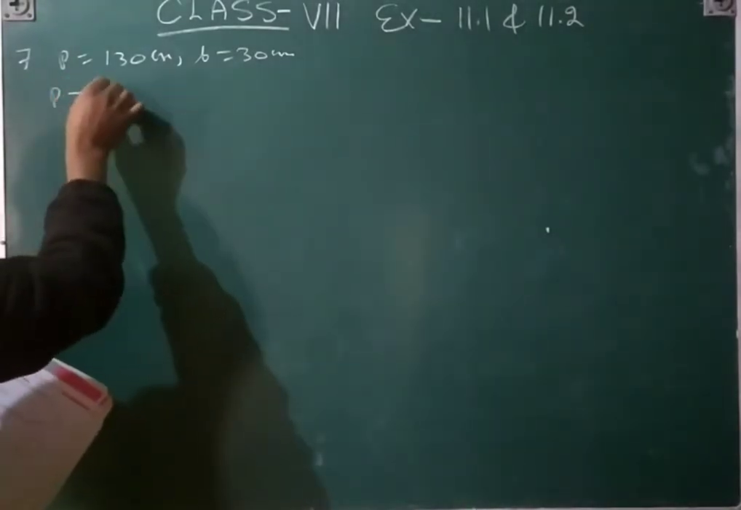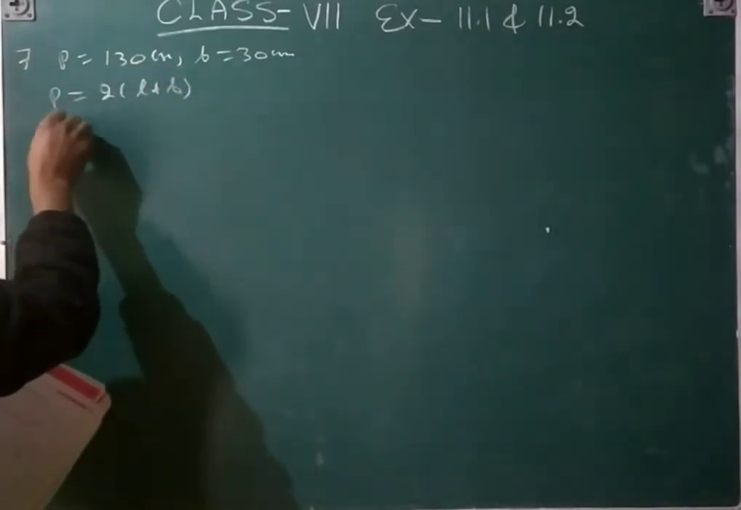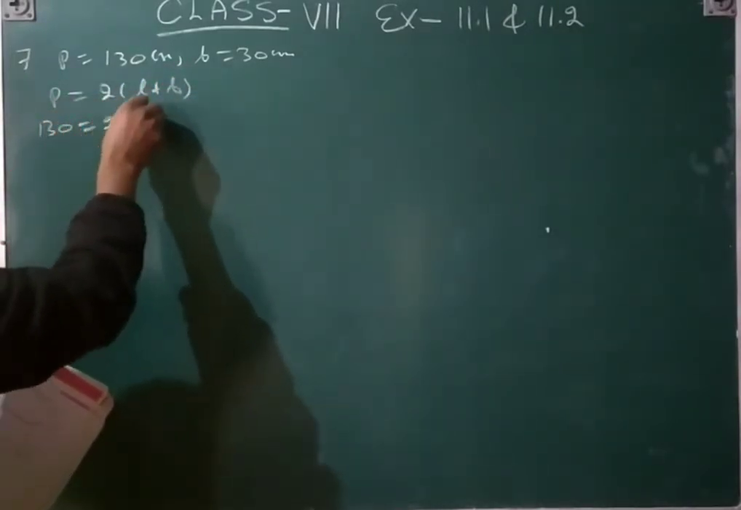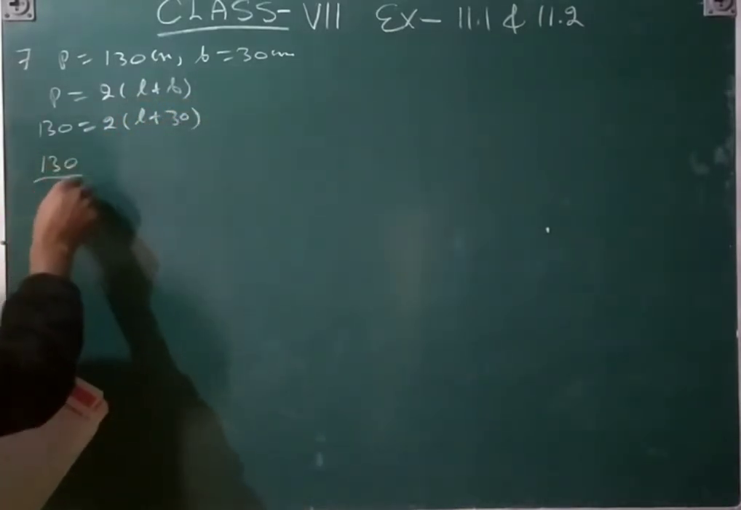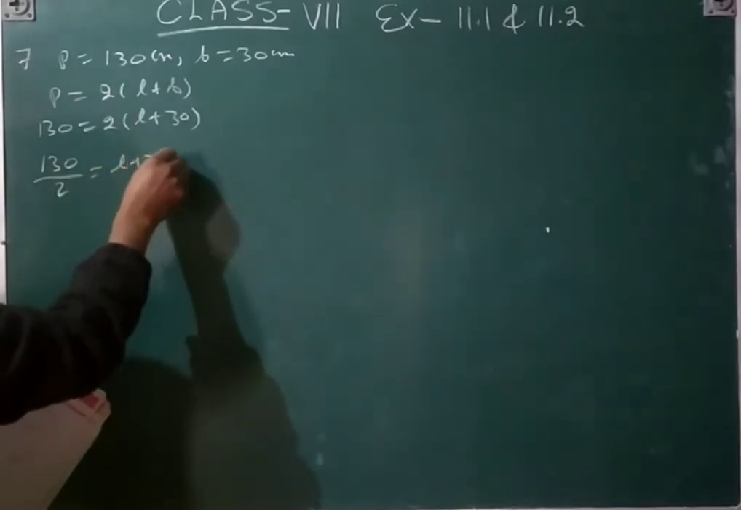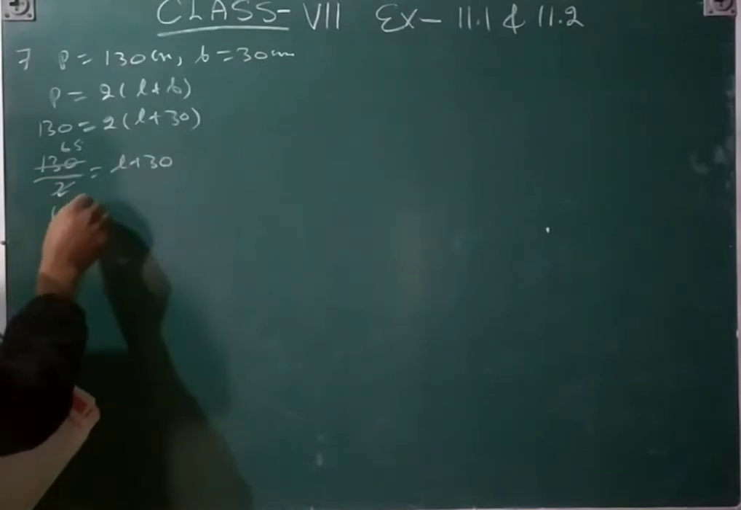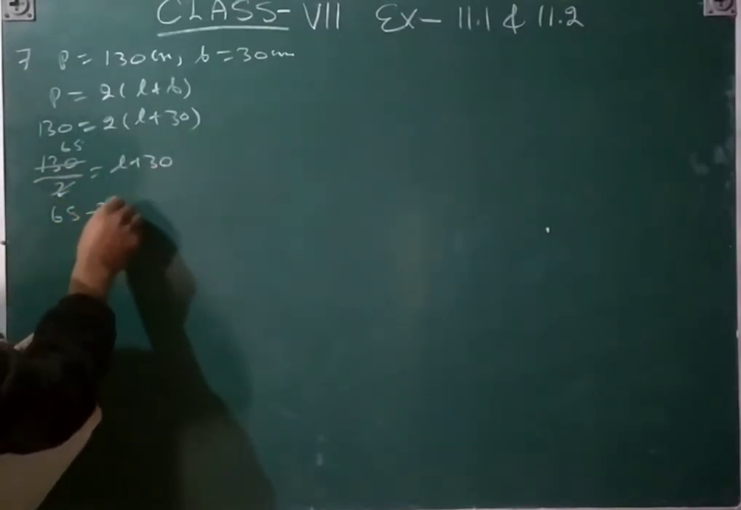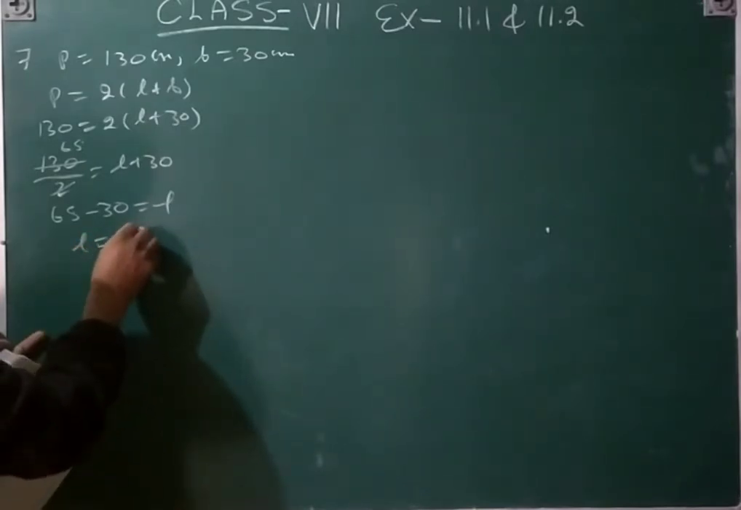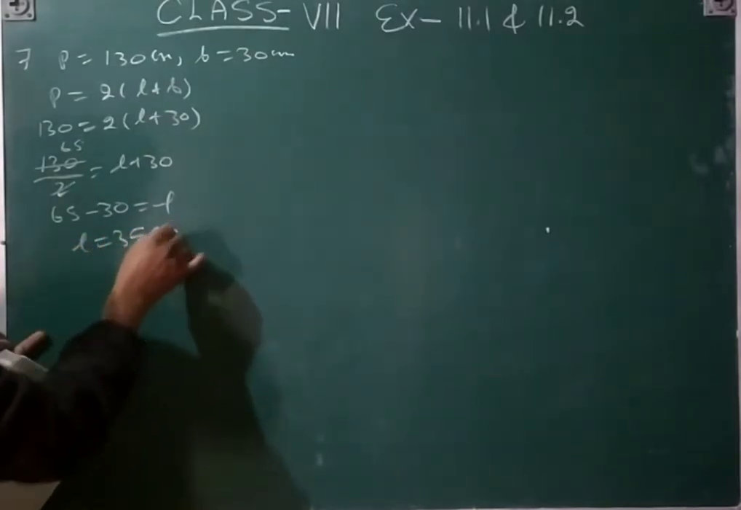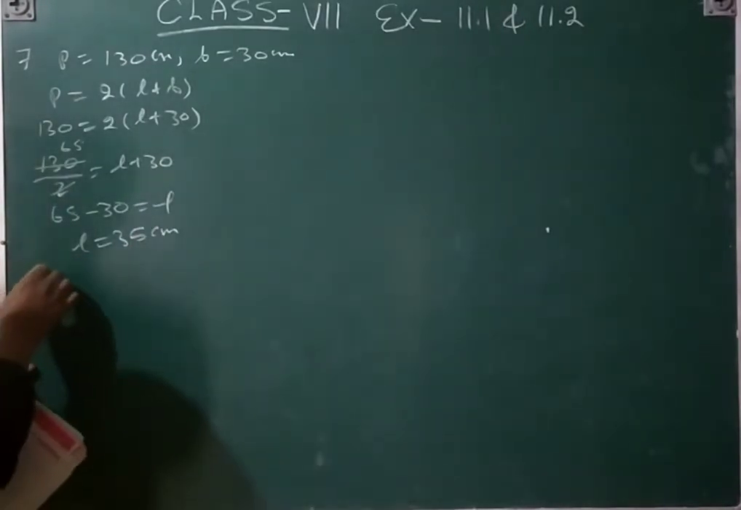So perimeter of rectangle is equal to 2 bracket L plus B, and that perimeter is 130, equal to 2 bracket L plus 30. First of all, the 2 will come to this side, divided, so L plus 30 is 65. That 30 will come to this side, so that will be L is equal to 35 centimeter.